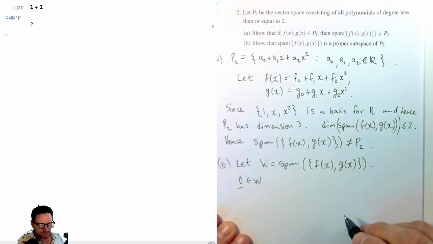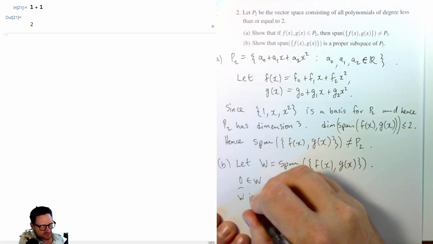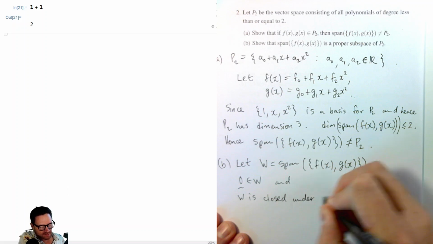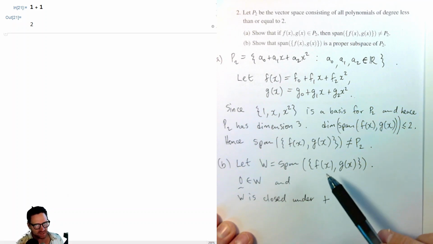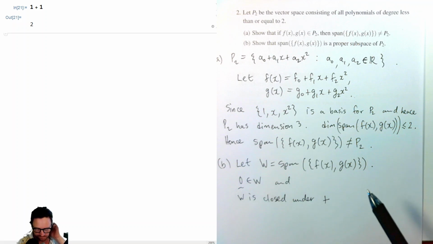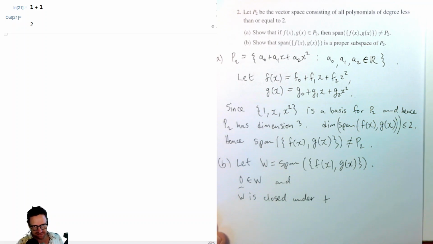So 0 is in W, and W is closed under addition, meaning that if I have an element of the span of f and g and another element in the span of f and g, and I add those two together, then the result is in the span of f and g.